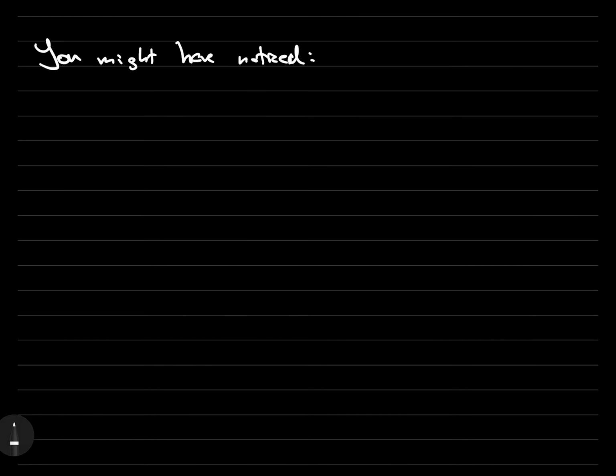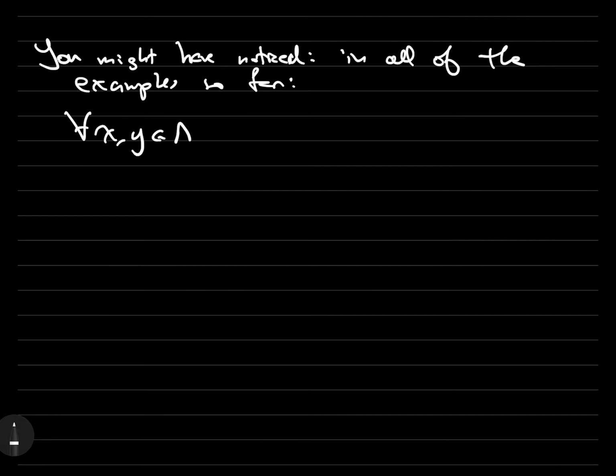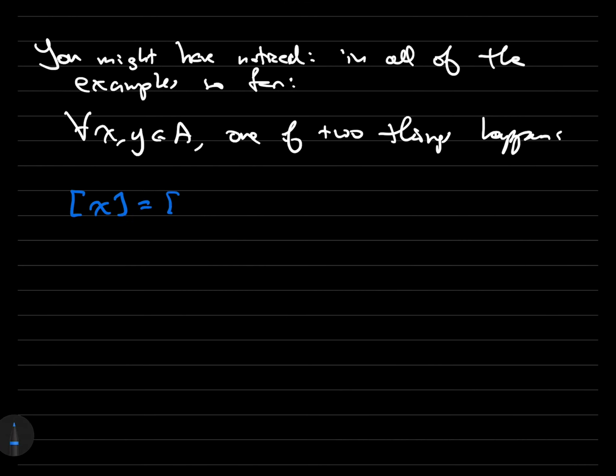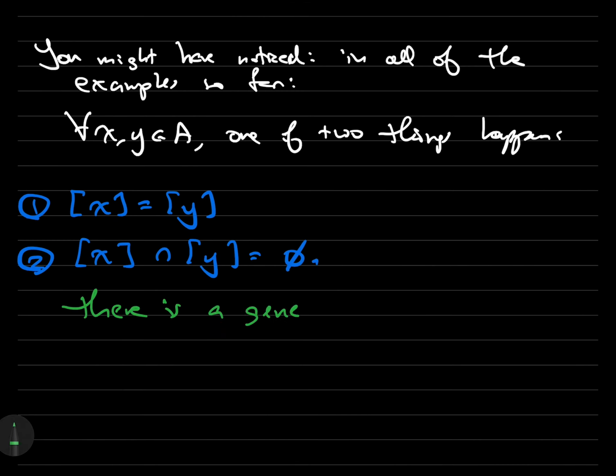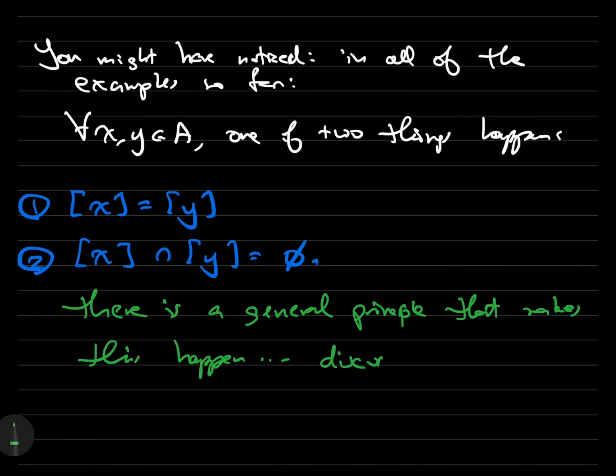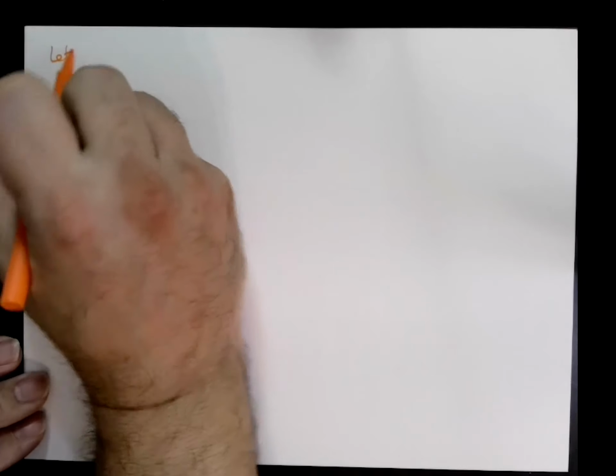Okay, now one thing you might have noticed. In all the examples we've talked about so far, when we looked at the equivalence classes under some equivalence relation, we always had this property that if you take any 2 points in the set, x and y, then either the equivalence class containing x was exactly equal to the equivalence class containing y, or these two equivalence classes had an empty intersection. It turns out that this is a general principle that we're going to discuss next time. Okay, a couple more examples and we're out.